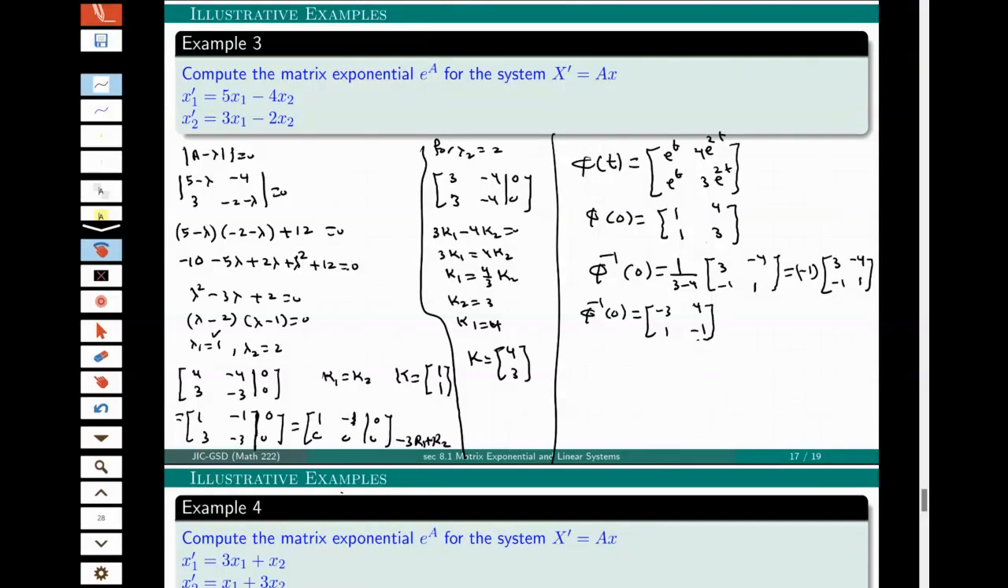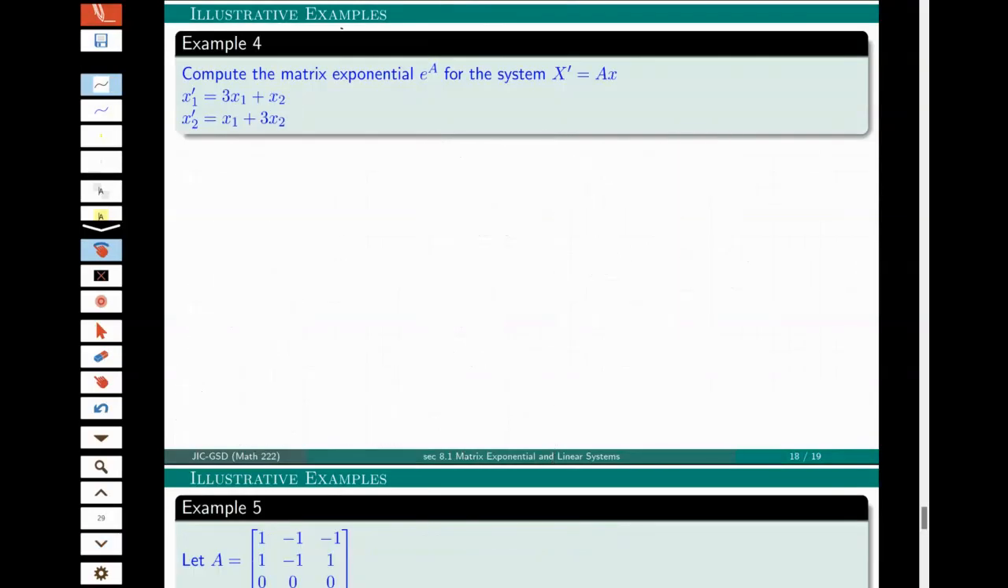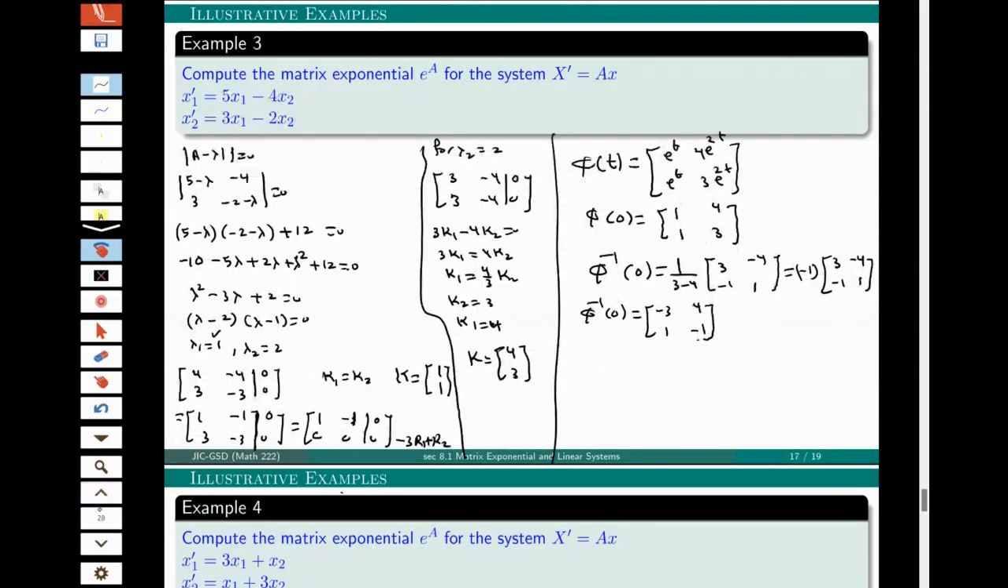So I'll just write these down so that I don't go back and forth. What I have, the fundamental matrix phi of t, is e to the power t 4, e to the power 2t, e to the power t 3, e to the power 2t. The inverse at 0 is minus 3, 4, 1, minus 1. Okay, that's all.